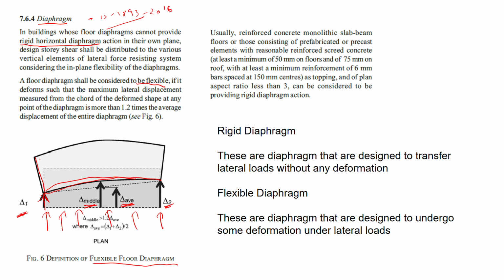If it is strong enough, having a capacity to resist the deformation, then it is called a rigid horizontal diaphragm. As I mentioned here, rigid diaphragms are designed to transfer lateral loads without any deformation, while these are diaphragms that are designed to undergo deformation. Now, in prefabricated and precast elements, we take it to be a rigid diaphragm action. That is how it is considered.